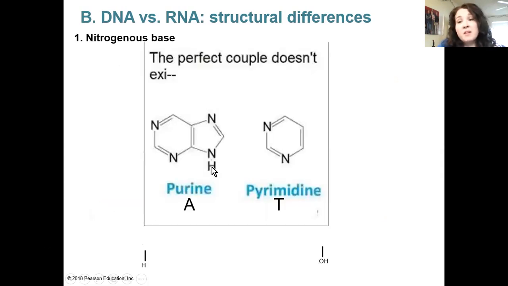Also, the perfect couple does exist, a purine and a pyrimidine. This is adenine and this is thymine. Adenine is my favorite. I'm not a nerd.